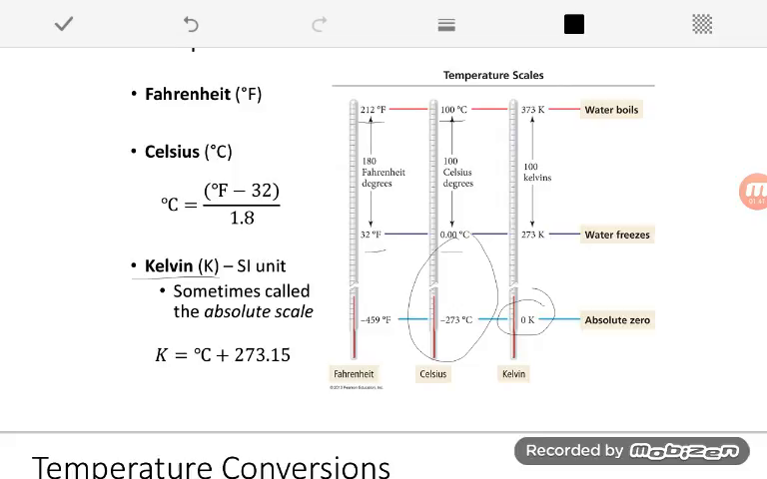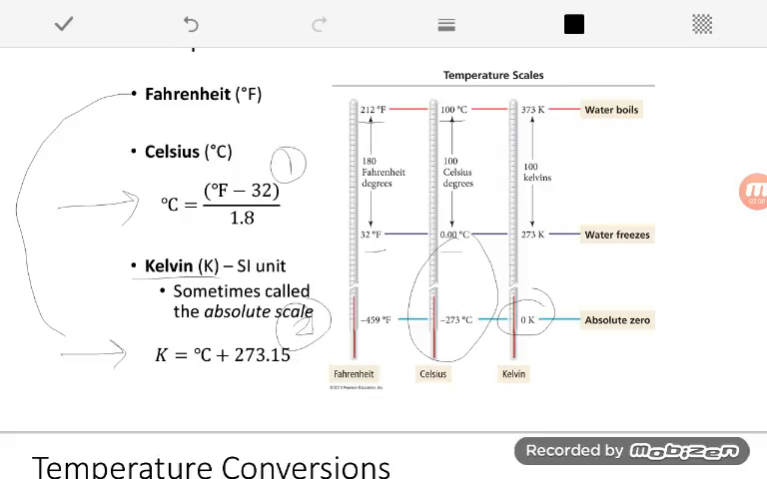We can relate these three temperature scales. Celsius and Fahrenheit can be related by this equation here, and Kelvin and Celsius can be related by this equation here. If you want to relate Fahrenheit to Kelvin, you kind of just have to go through Celsius as an in-between. So first you would use this equation to turn Fahrenheit into Celsius, and then you could plug your Celsius into this equation here to turn it into Kelvin, or vice versa.